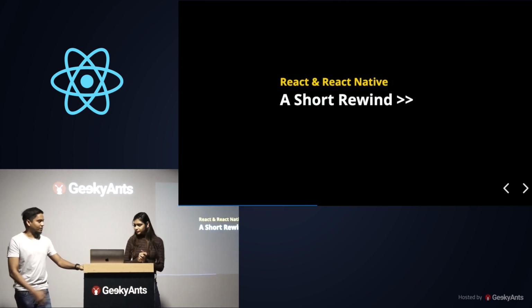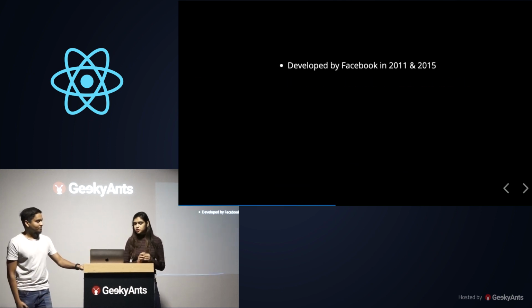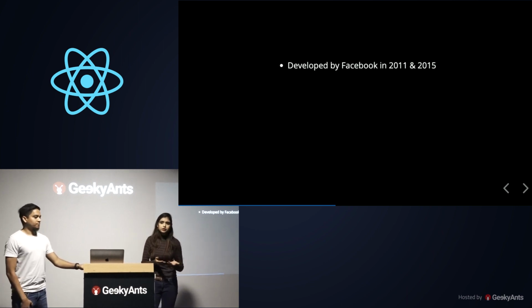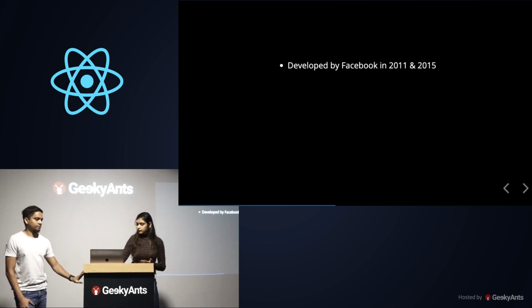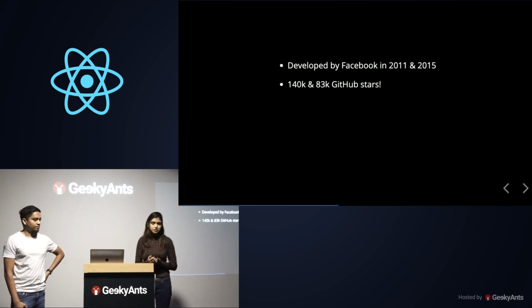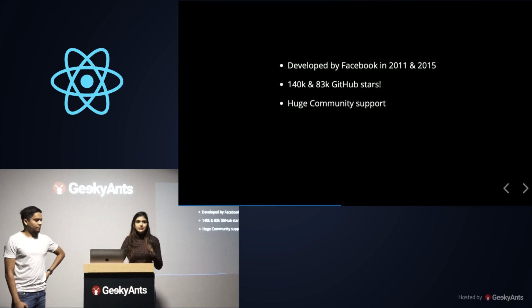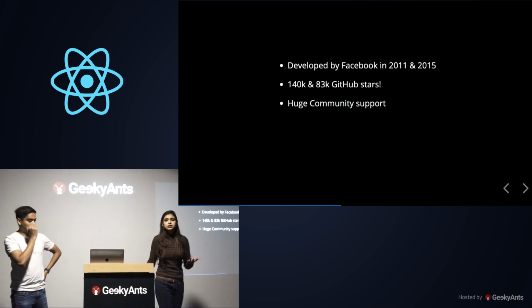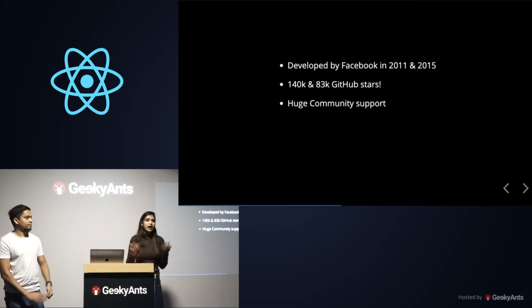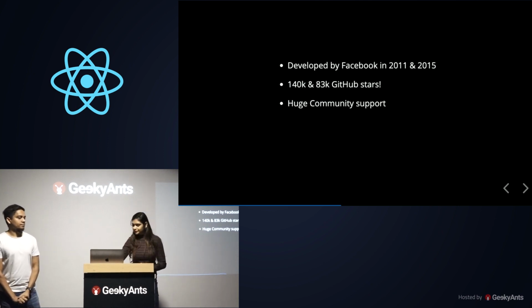So, a short rewind. We'll talk about how React and React Native started. It was developed by Facebook in 2011. They proposed React as their own solution in 2011, and it got open sourced in 2013. Now React and React Native stand tall at 140 and 83 GitHub stars respectively. One thing that sets them apart from other technologies is the huge community support. If you need anything, you have a community you can rely on.